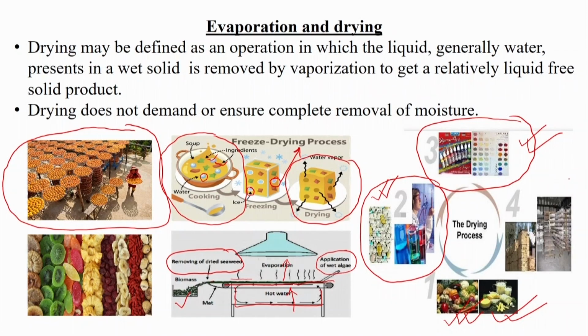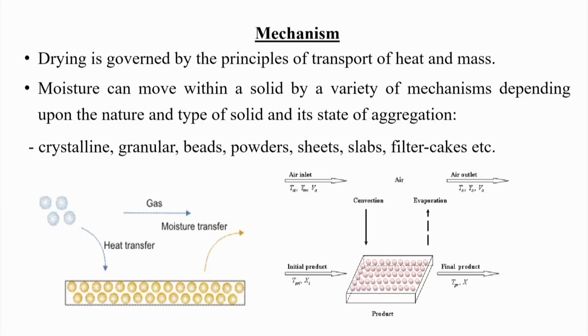And the fourth one is the drying process as a whole: different types of dryers are there to dry many different types of products. Okay. Now, we will be discussing the mechanism of the drying process.